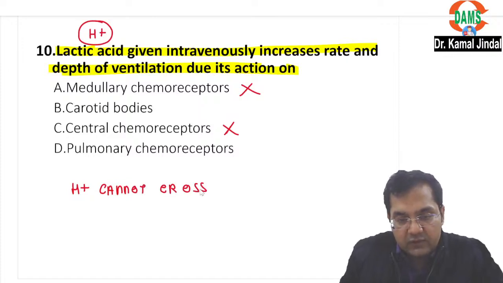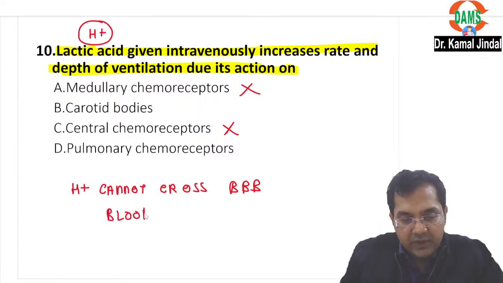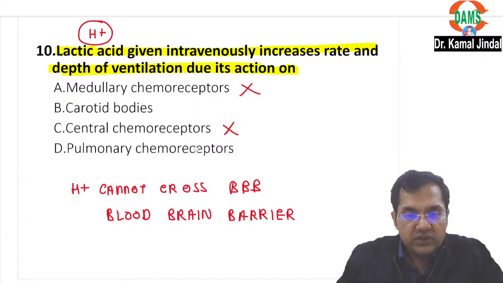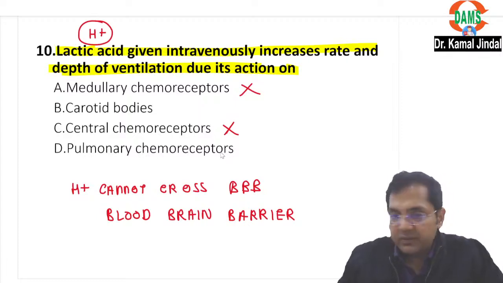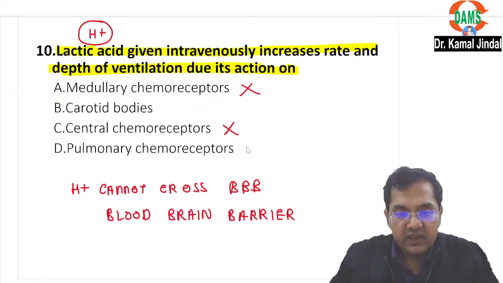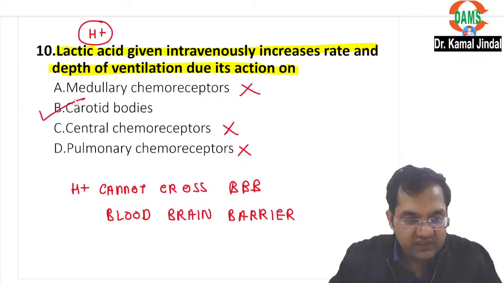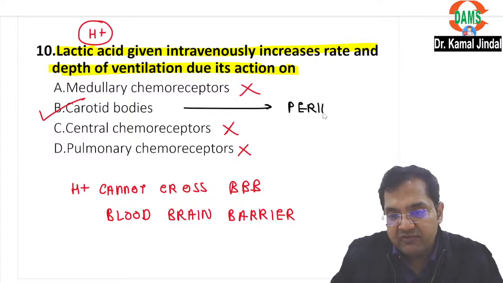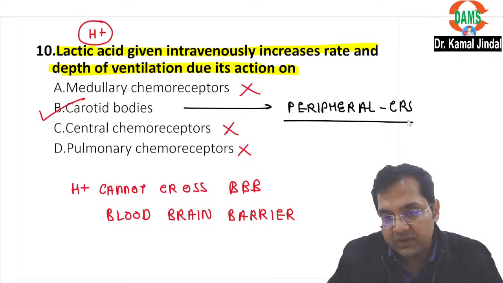cross the blood-brain barrier. What is BBB? Blood-brain barrier. Hydrogen ion cannot cross the blood-brain barrier, right? It cannot cross. Can the hydrogen ion do something to pulmonary chemoreceptors? Remember, chemoreceptors are either present in the peripheral, in the vessels, carotid and aortic bodies, and not the pulmonary chemoreceptors. So the answer is actually carotid body, which is famously called your peripheral chemoreceptors, right? So read up both the types of chemoreceptors from the videos.